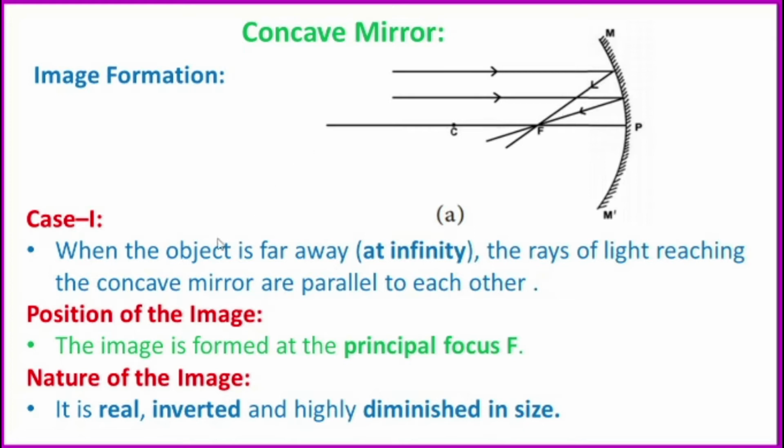So the position of the object is at infinity, like the sun. If some object is at infinity, how will the rays coming from there be? They are always parallel to each other. These two rays are parallel to each other and parallel to the principal axis also. So all the rays are parallel to the principal axis. After reflection they meet at a particular point. So the object is at infinity. What about the position of the image? At the principal focus. What is the nature? Real, it's a true image. Inverted, upside down. Then highly diminished, very very small in size. It's like a point size.